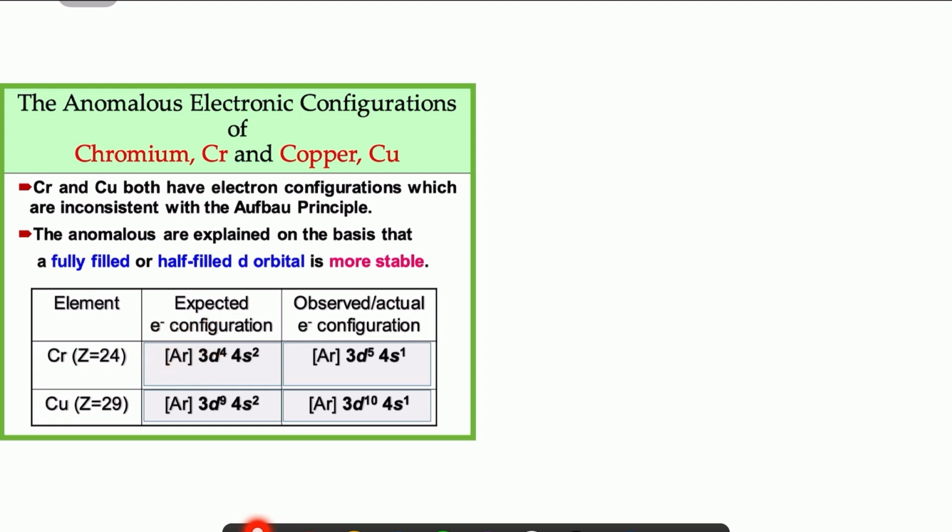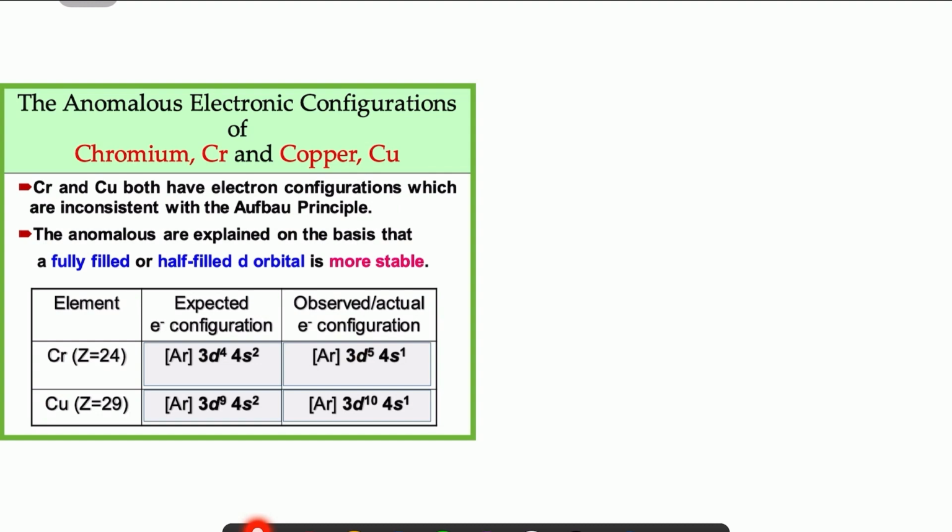For the observed or actual electronic configuration, it becomes 3d5 4s1. Before that it is 3d4 4s2, but to achieve the stability of a half-filled d orbital. Fully filled is 10 electrons, half-filled is 5 electrons. So this arrangement of electrons is more stable compared to the previous one. This is the anomalous case for chromium.